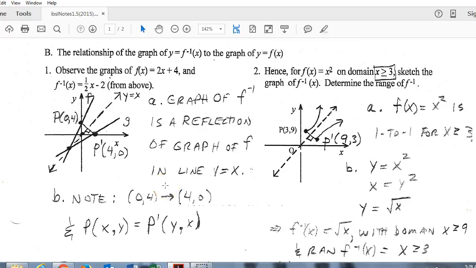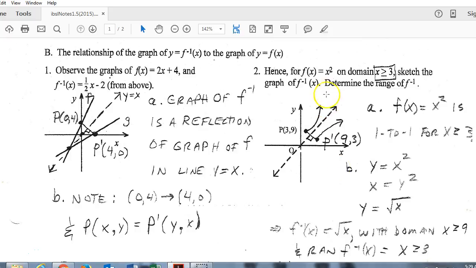The key on this is, you have to notice this was the original domain, 0, and this was the original range, 4. Well, look at what happened to those. They just traded places. So on the original function, you have domain and range. Those become the opposite domain and range for the inverse function. So in other words, the domain of the original becomes the range of the inverse, and the range of the original becomes the domain of the inverse. So that's key.